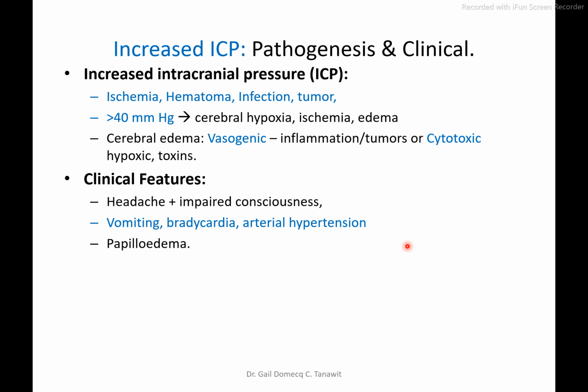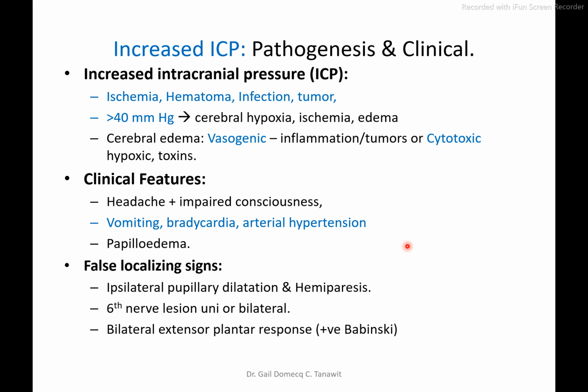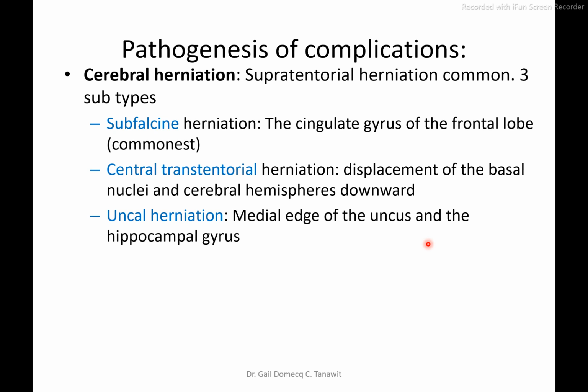Clinically, they would present with headache, impaired consciousness, vomiting, bradycardia, arterial hypertension, and of course papilloedema. There will be false localizing signs like ipsilateral pupillary dilatation and hemiparesis, sixth nerve lesion, unilateral or bilateral, and they would even have a positive Babinski sign.